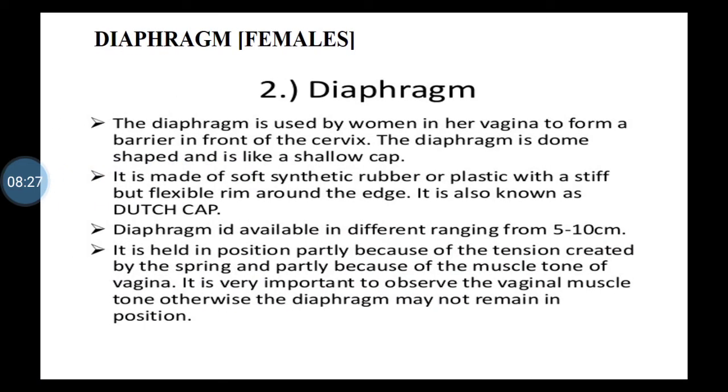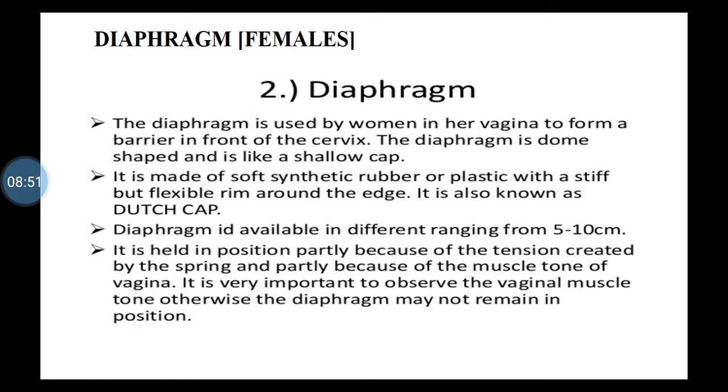Another important method is the diaphragm. As I said, the diaphragm is for females. So in barrier contraceptives, only the condom is used by males. Then the diaphragm and IUD, which we are going to discuss, are useful for females.